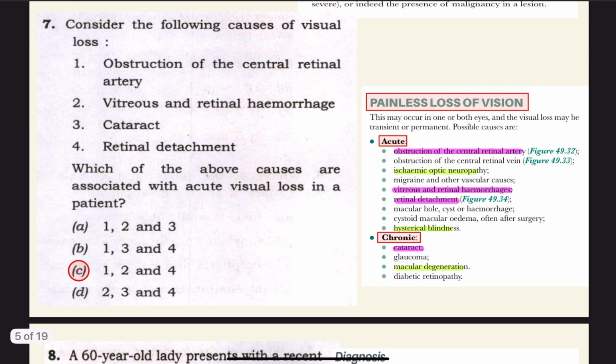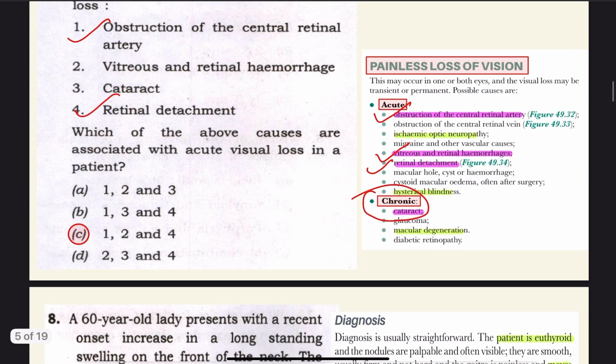Consider the following causes of visual loss: obstruction of the central retinal artery, vitreous and retinal hemorrhage, cataract, and retinal detachment. There is one paragraph in Bailey on painless loss of vision. It may be acute or chronic. In acute, there is obstruction of the central retinal artery, then vitreous and retinal hemorrhage, and retinal detachment. And cataract is a chronic cause of painless loss of vision. So option C.